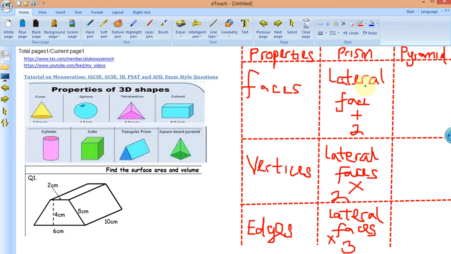I'm not going to be careful to write this. I'll just put this dash, the same thing, lateral faces plus 1. I copy lateral face here, guys. I just want to be fast.